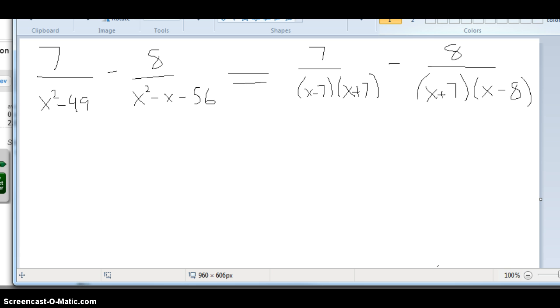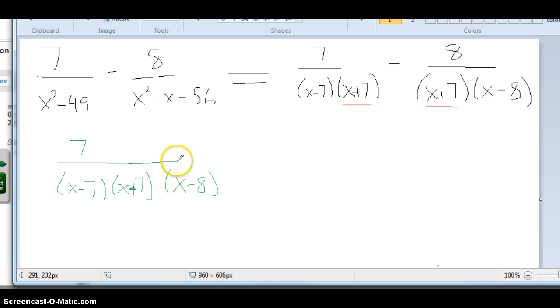So these are not the same. They have one little bit that's the same, but then they have two factors that are different. So to make them exactly the same, here's what we're going to do. This first fraction is missing the x minus 8. Alright, so we're just going to add it in. Multiply here by x minus 8.